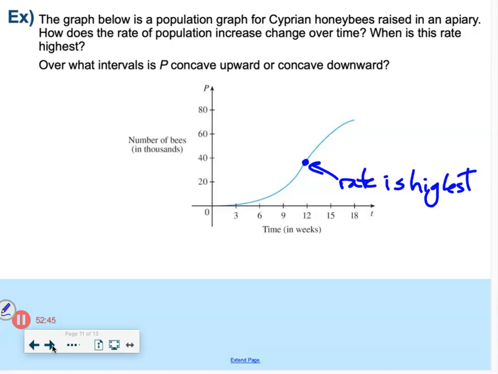Okay? The population's increasing the whole time. It's not saying where is the population the highest. It's saying where is the rate of change the highest. Yes, Misha? So is the rate always going to be the highest at that point? If you are doing a concave up to a concave down, and there's nothing else going on, yes.